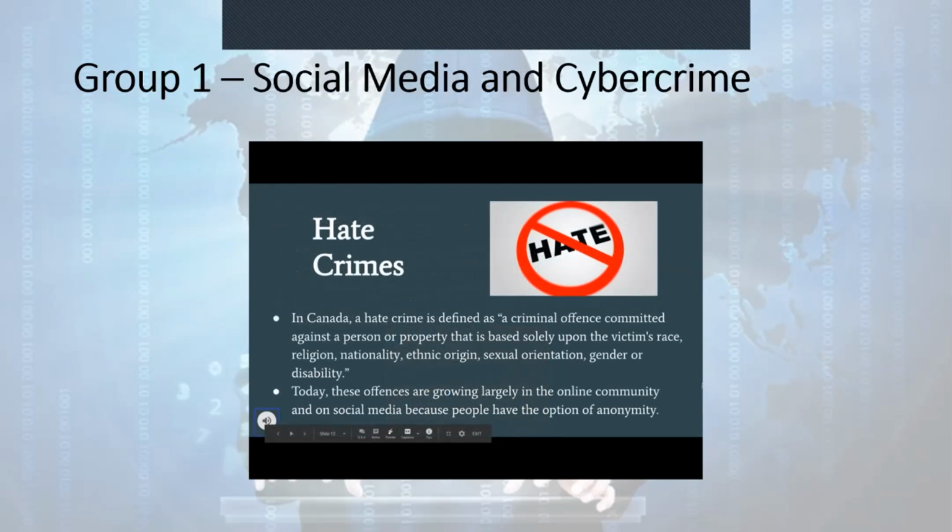Hate crimes are another popular type of cybercrime. The general definition of a hate crime is a bias-motivated crime in which the offender is motivated by a characteristic of the victim that identifies the victim as a member of some group towards which the offender feels some type of animosity. In Canada, it is defined a bit differently. It's defined as a criminal offense committed against a person or property that is based solely upon the victim's race, religion, nationality, ethnic origin, sexual orientation, gender, or disability.